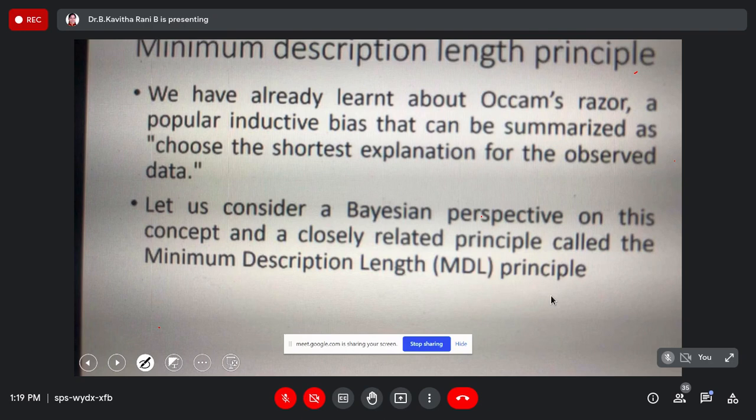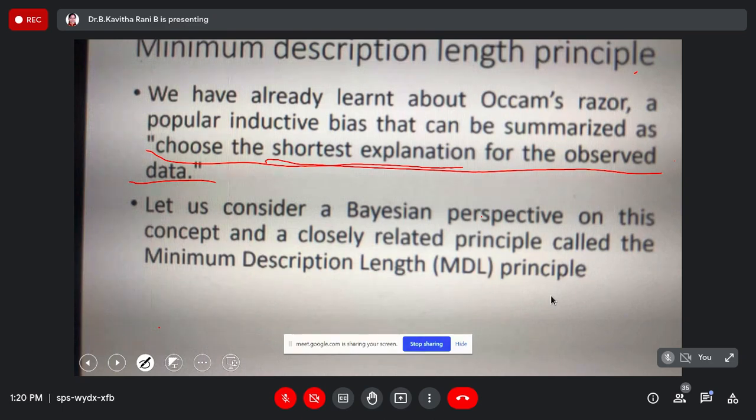So that can be summarized as: choose the shortest explanation for the observed data. Whatever the data is there, we have to get the shortest explanation. So Occam's razor method is a popular inductive bias. It is an assumption to make tasks simpler.